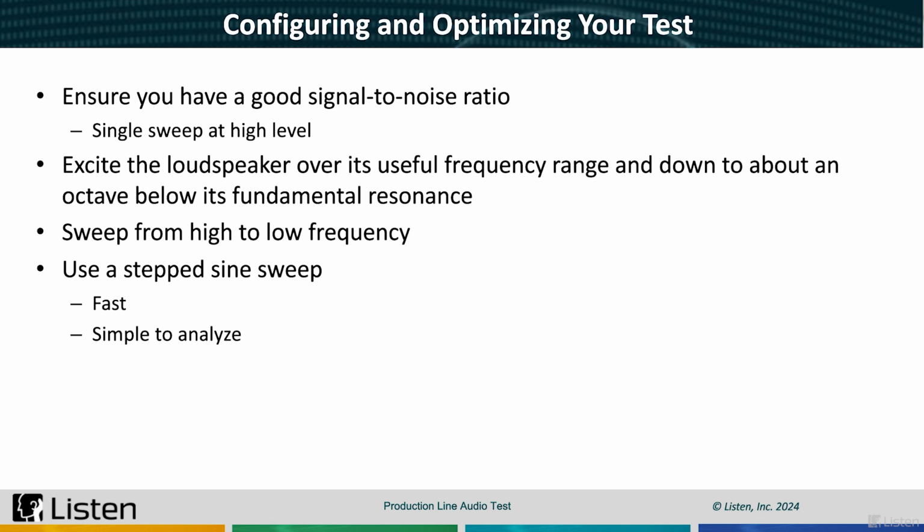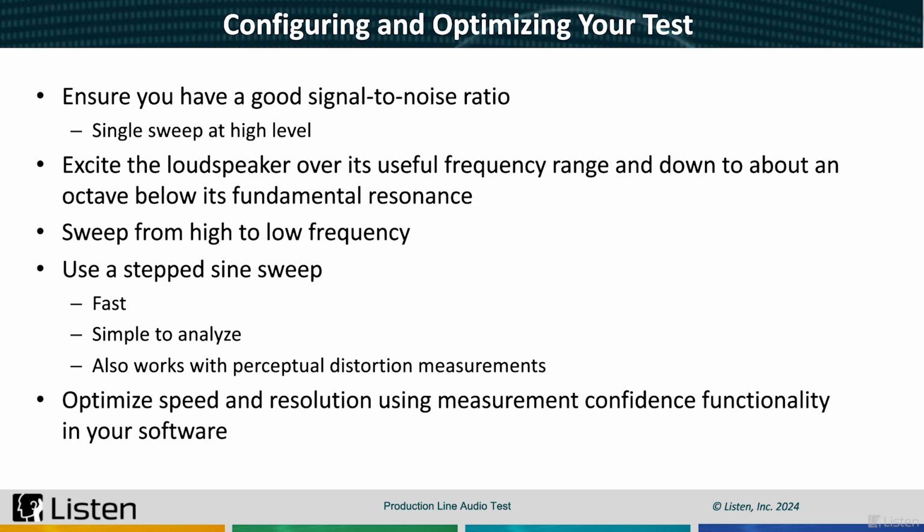Time windowing results in linear frequency resolution, which can be misleading, especially at low frequencies where there is not enough frequency resolution. The sweep can also be used for perceptual distortion measurements in the same sweep as conventional measurements and impedance. The other things that we can vary to optimize our test time are the speed and resolution of the test signal. Everyone wants fast throughput, but if you sweep too fast, you can miss problem areas, such as a high Q resonance causing distortion.